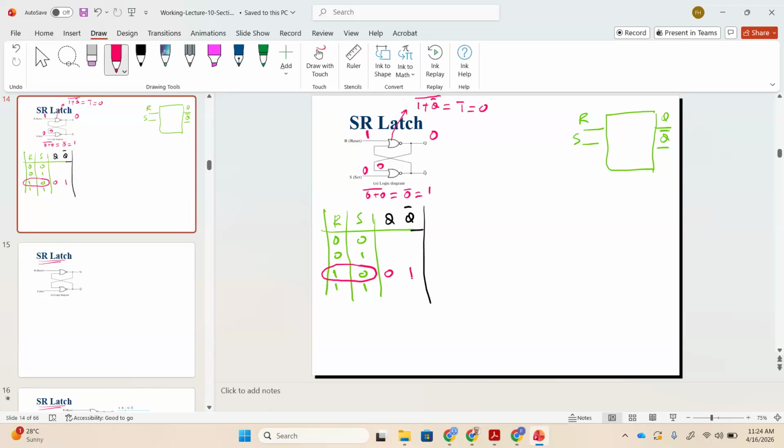The red color. Okay. Now I'm going to write the comment on it. What's my comment? Please look here. In this case, R is 1. R stands for what? Set or reset? R stands for what? Set or reset?